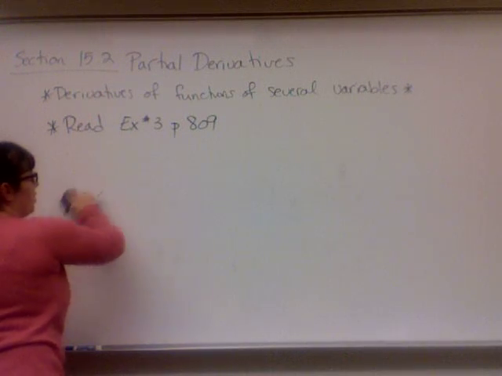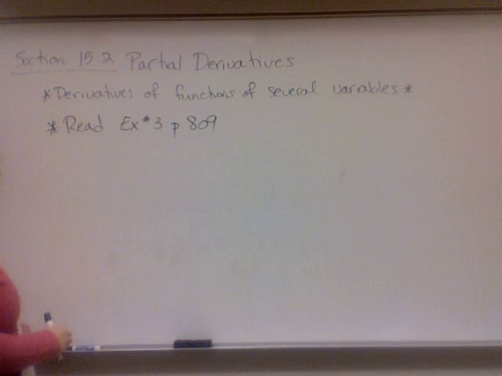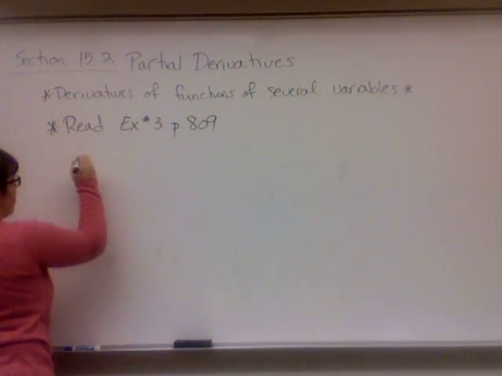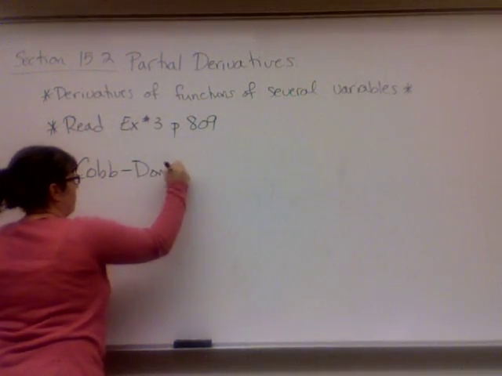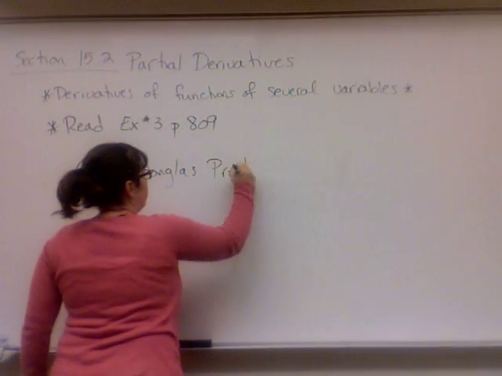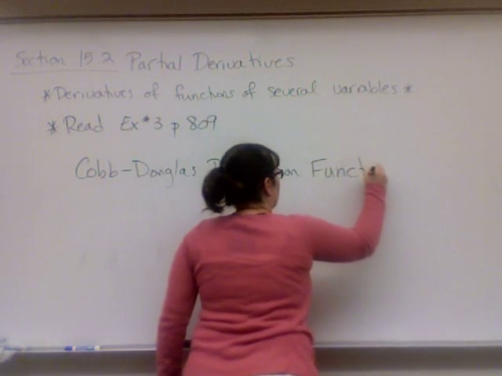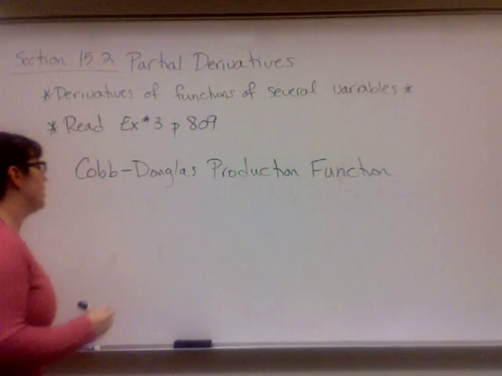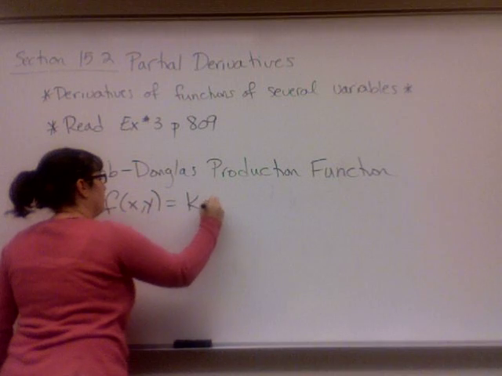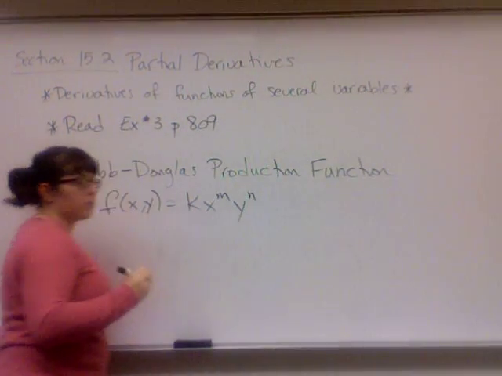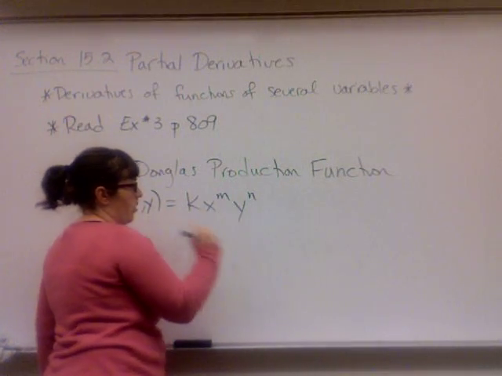I did want to talk about a couple of specific partial derivatives, especially with reference to that special production function we have, which is the Cobb-Douglas production function. Which, remember, is a function of several variables, and it looks something like this. And remember, the important piece about this function is that m and n have to add up to 1.